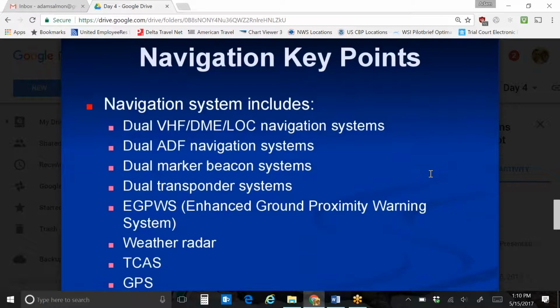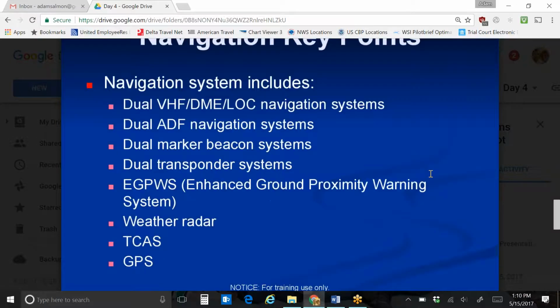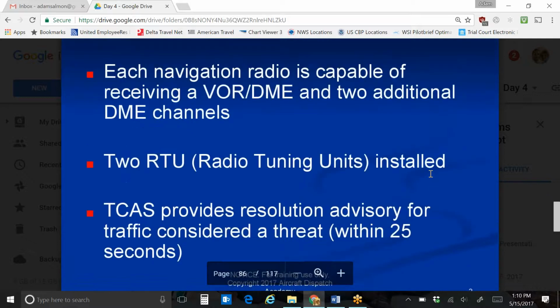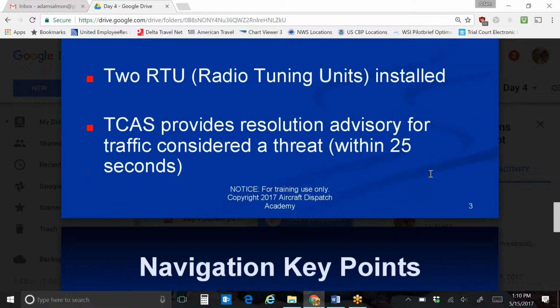The navigation system. Just be able to write down these things here on this page. These are all the different systems that it has on it. We've talked about most of these systems: GPS, TCAS, weather radar, localizer. This will talk about what each of those systems does, more or less, just briefly.